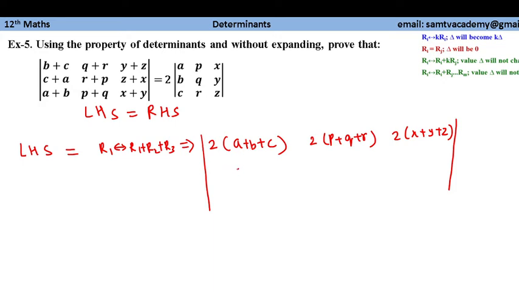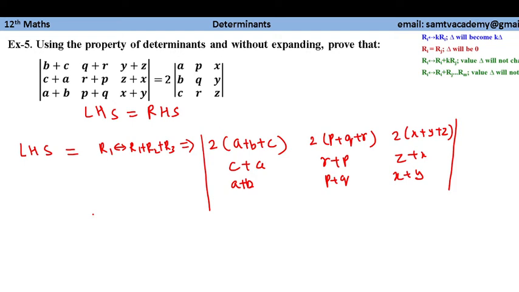And the other two rows will be written as they are: R plus P, Z plus X. Here it will be A plus B, P plus Q, and X plus Y.